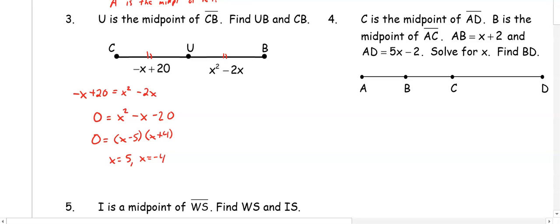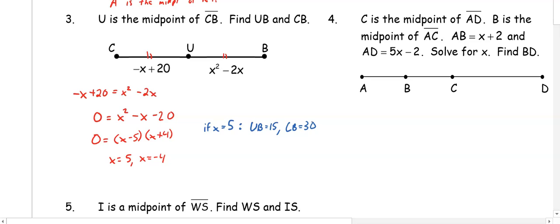So if we have x equals 5, when we substitute in to find UB, 5 squared minus 2 times 5 gets us 15. So UB is 15, which means CU, when we put in the 5, negative 5 plus 20, is also 15, which means that 5 is staying as a solution. So CB is the whole line, so we would double that to get the length of 30.